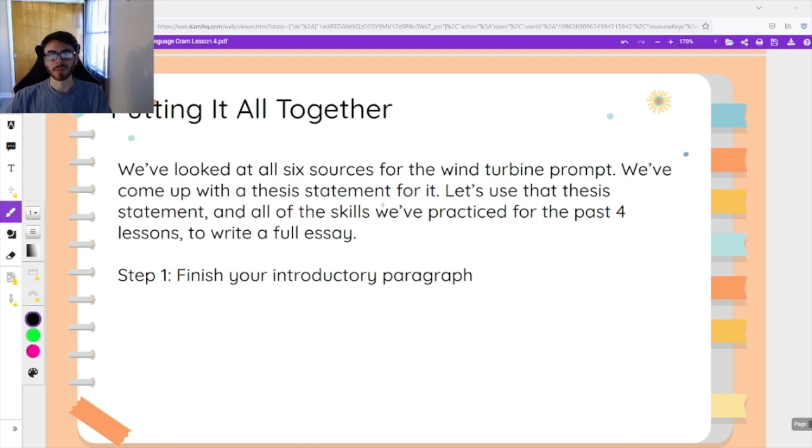Keep in mind, right, you're trying to be persuasive, you're trying to be argumentative, strong diction and syntax, all that stuff, right? Evidence, commentary, claims, thesis, all the stuff we've talked about. Let's put it all together.